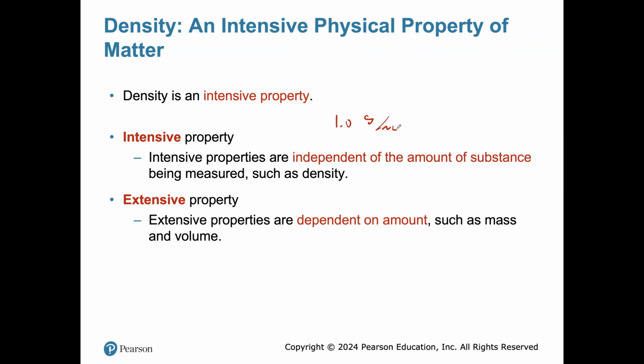When you have 100 grams of water, the density is the same. So because density is an intensive property, it's independent of the amount. On the opposite, there are also extensive properties. Extensive properties are dependent on the amount, such as mass and volume. So if you have this much water and you have much more water, you will have a different mass. So those are extensive properties.